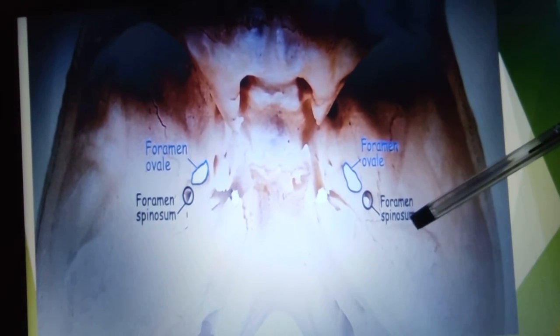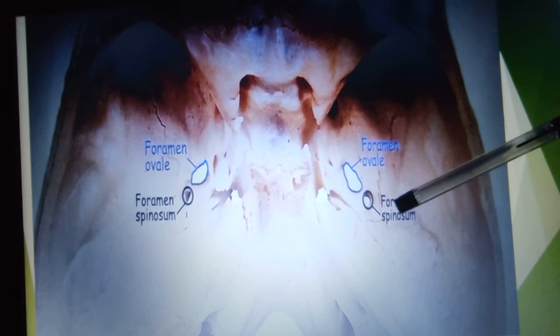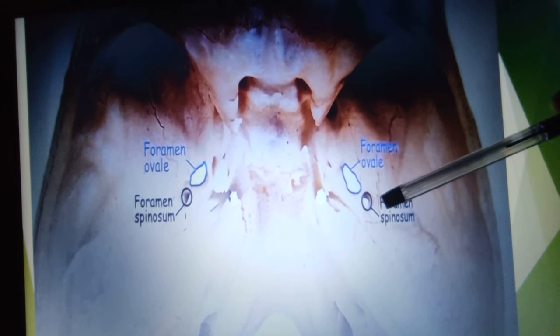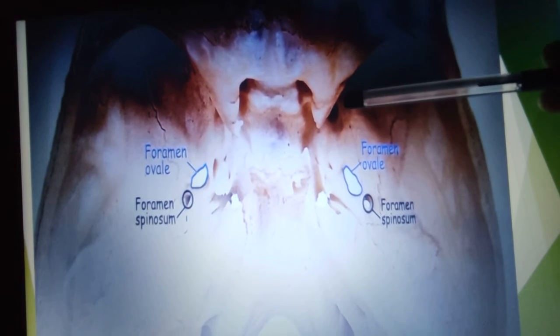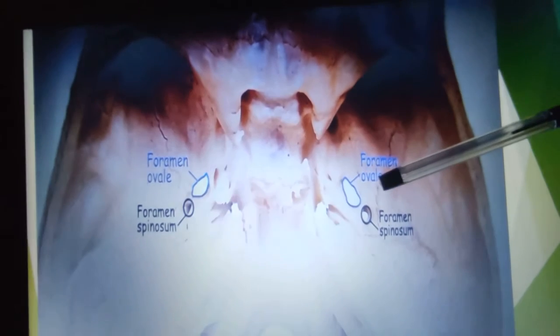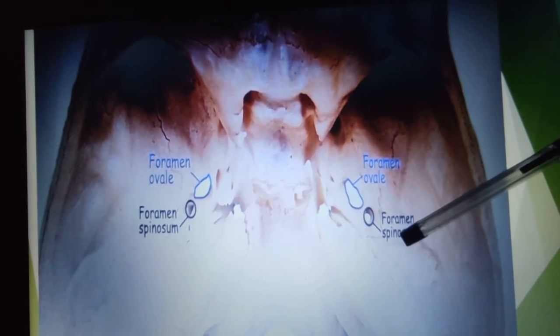Next is the foramen spinosum. It transmits the nervus spinosus and middle meningeal vessels. Is it clear? So we have the superior orbital fissure, foramen rotundum, foramen ovale and foramen spinosum.